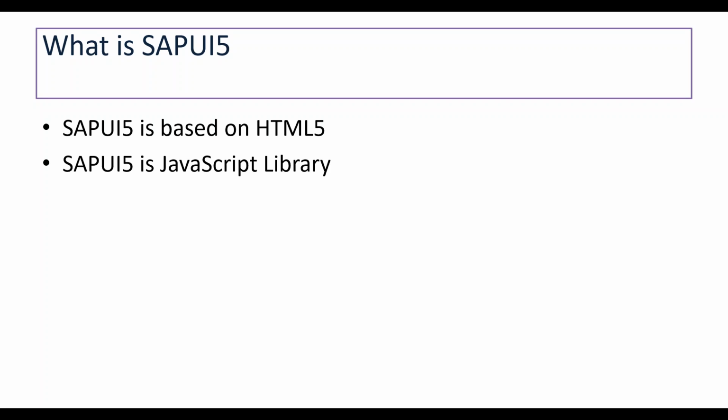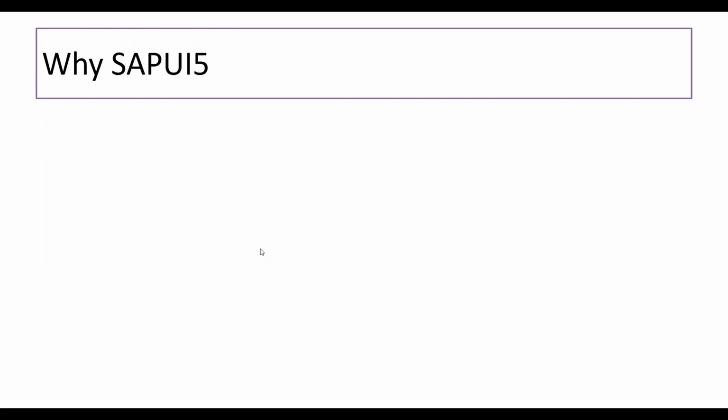But overall, SAP UI5 is a combination of HTML5 plus JavaScript. Why? Because the underlying technologies, HTML5 and JavaScript, are open source. When it is open source, how come it is an advantage, my dear?